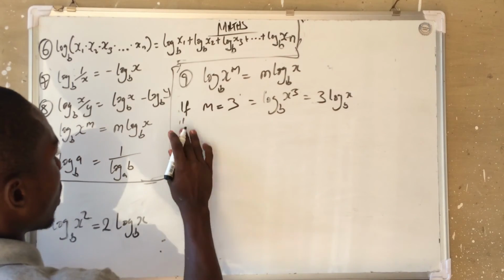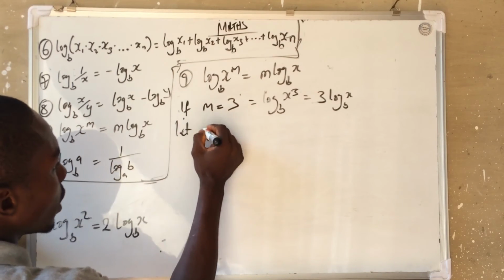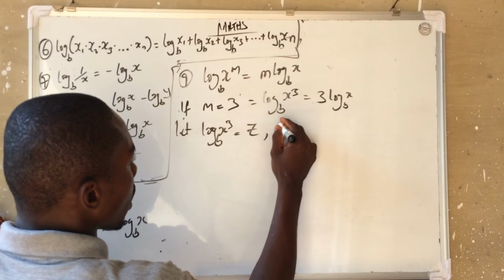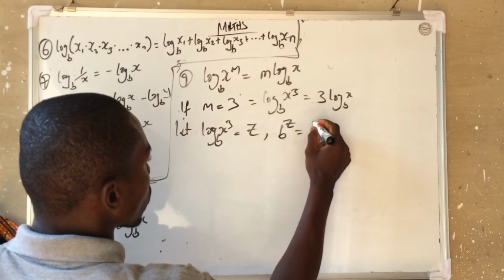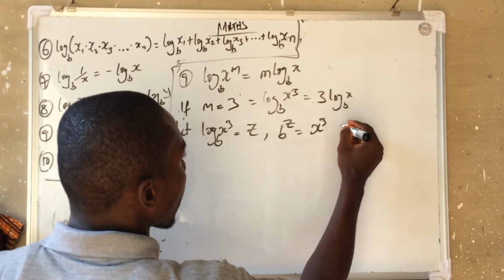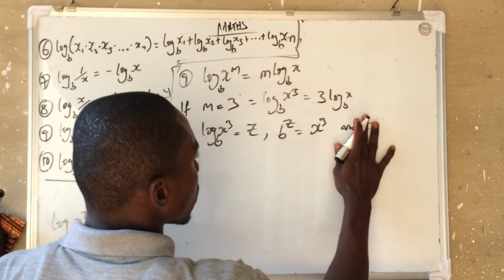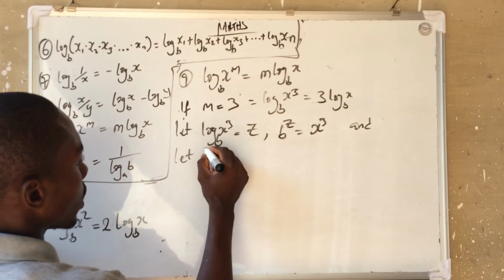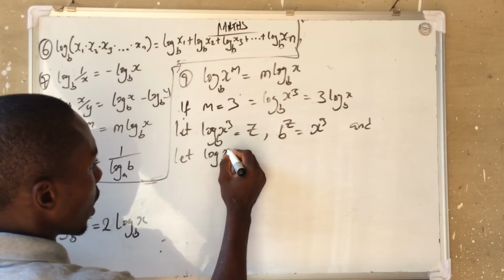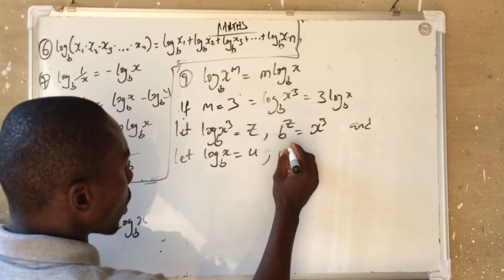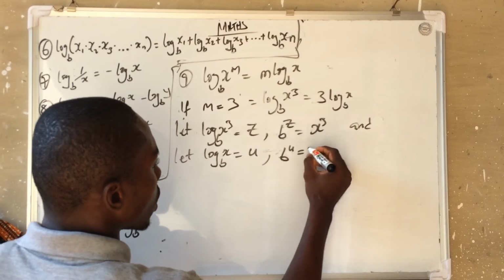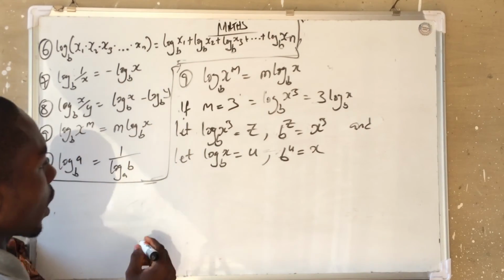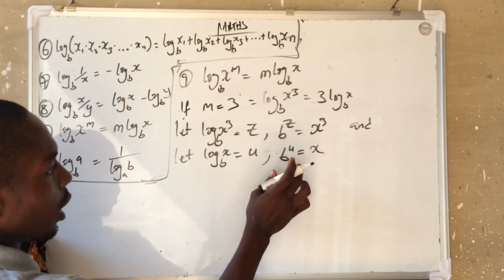So we now say, let log base b of x raised to the power 3 equal z, so that b raised to the power z is equal to x raised to the power 3. And let log base b of x equal u, so that b raised to the power u is equal to x. So from here, I can now put this in this.